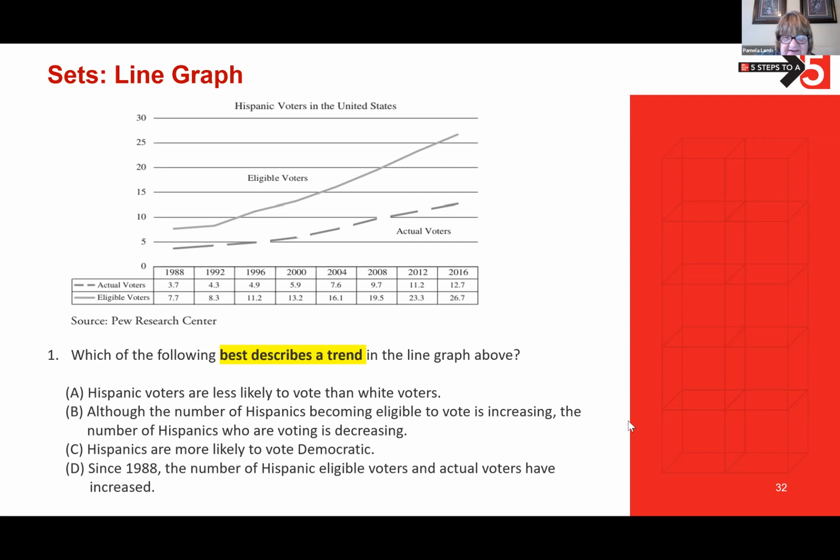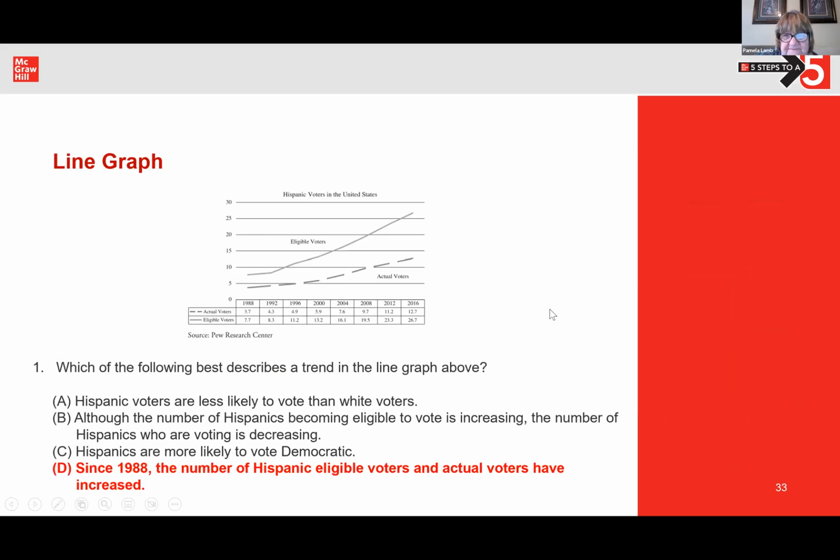So let me close this. Would you like me to read it for you? It says, yes, if you would. For some reason, all the Zoom stuff is up on my screen. Since 1988, the number of Hispanic eligible voters and actual voters have increased. Okay, as you look at here, you can see the actual voters are increasing, and you can tell that from the graph, and the eligible voters are increasing. You can tell that from the graph. So that would be the correct answer. Okay, thank you, Bob.